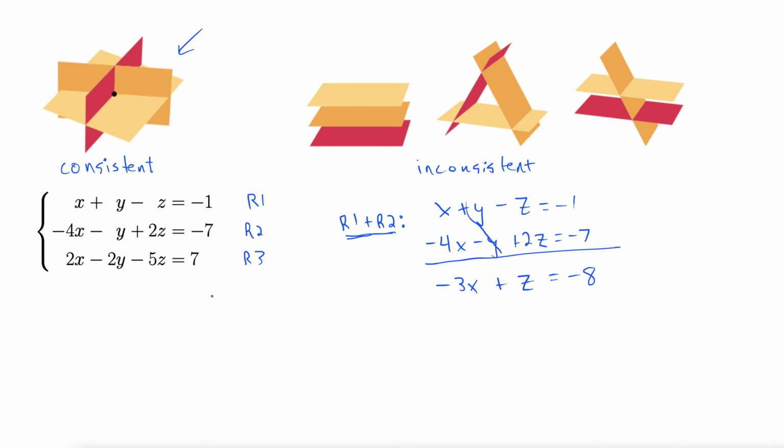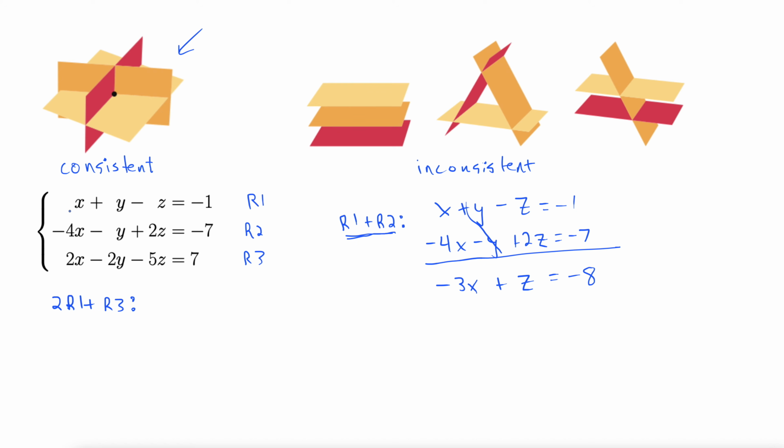All right, now let's look at row 1 and row 3. Okay, they don't quite line up, but we could do this. Let's actually multiply row 1 by 2: 2 row 1 plus row 3. If we multiply all of row 1 by 2, look what happens to the y's. We'll have 2y and negative 2y. They're going to cancel out. That's what we want to have happen.